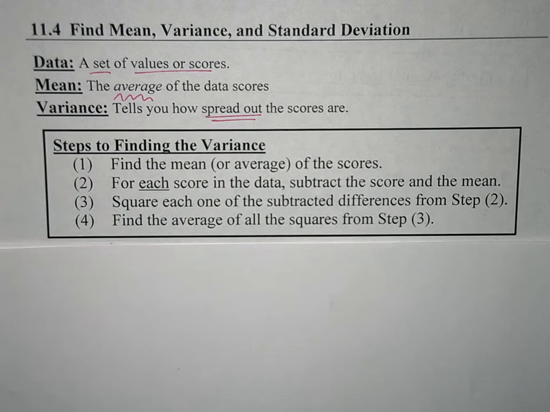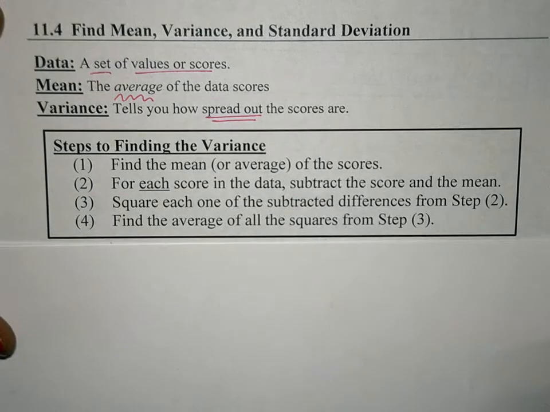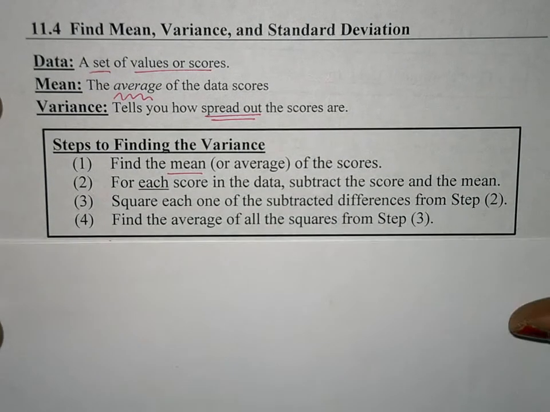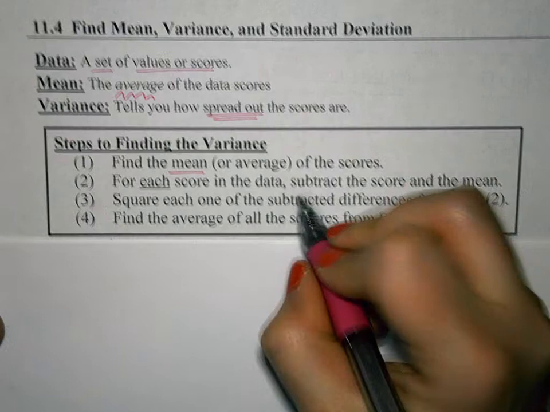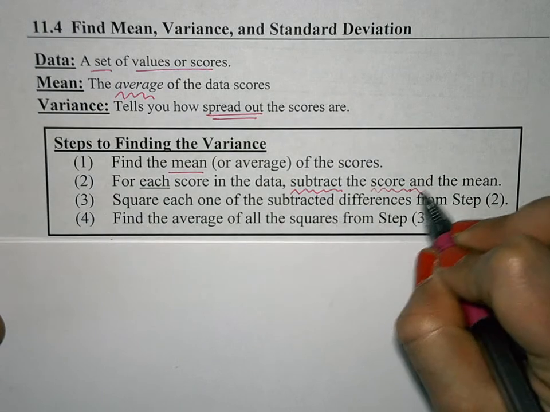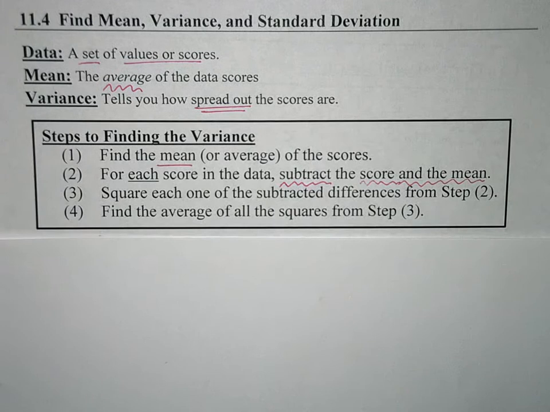Make sure you write down all of the steps. You might need to pause the video so that everybody can get them all written down before we move on to an example. But here's what you're going to do. Step 1, you are going to find the mean of the scores. Then for each score in the data, you are going to subtract the score and the mean.